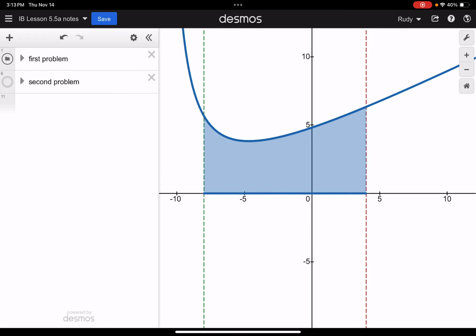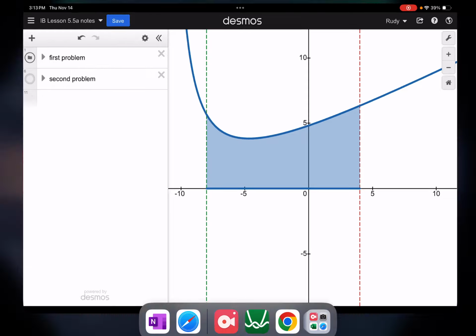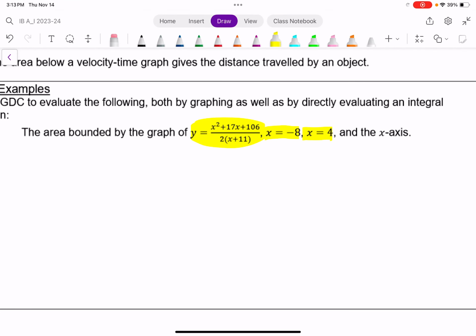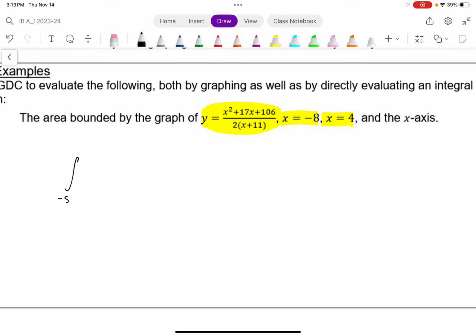And so maybe first represent how we formally write what I'm describing here. This here we can say is the integral. We want the integral from -8 up to 4 of the function (x squared plus 17x plus 106) all over (2 times x plus 11) times dx. Now, keep in mind, this here is clearly that function. The -8 and the 4, those are the bounds of the beginning and the ending of the shaded area.